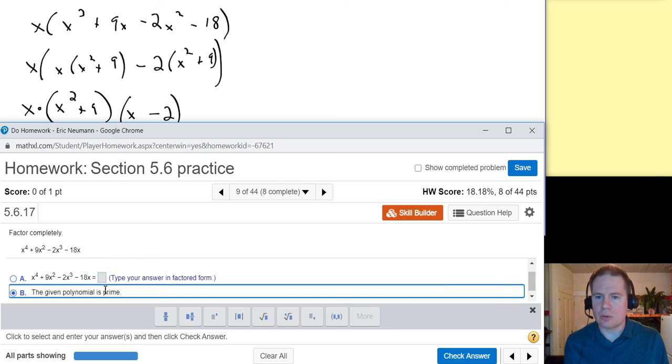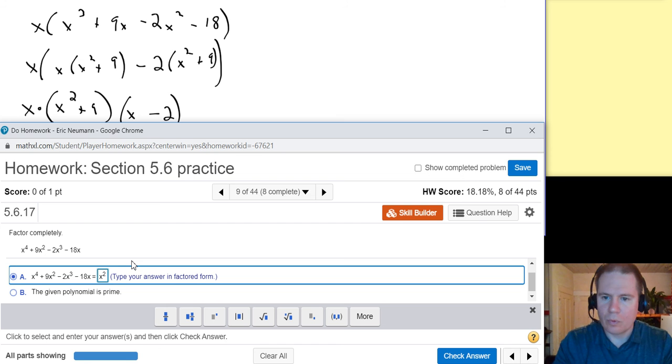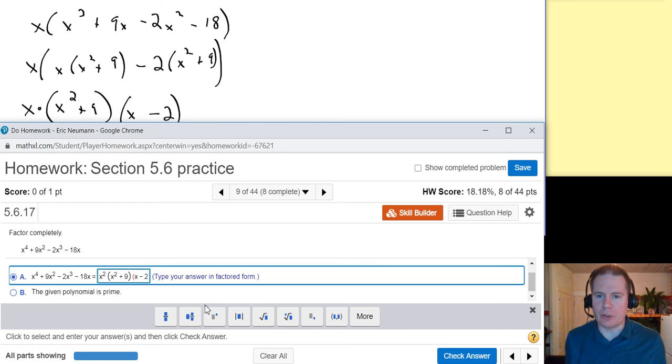So x squared, parentheses x squared plus 9, close the parentheses. Notice when I close the parentheses, that red disappears. You want to make sure you don't accidentally hit check answer at this point when you have neglected to close that parenthesis.